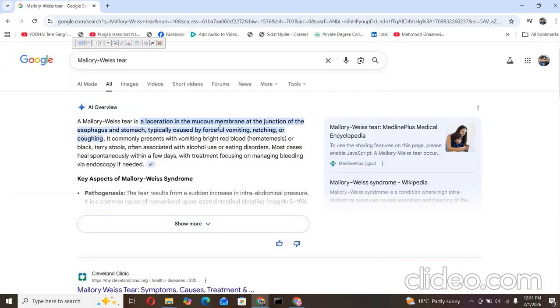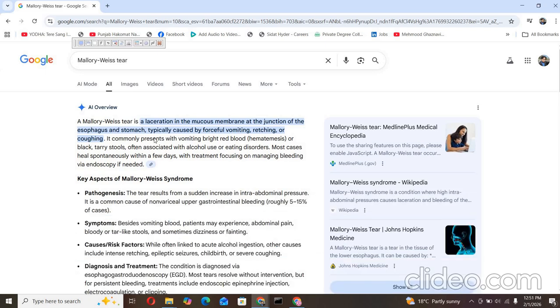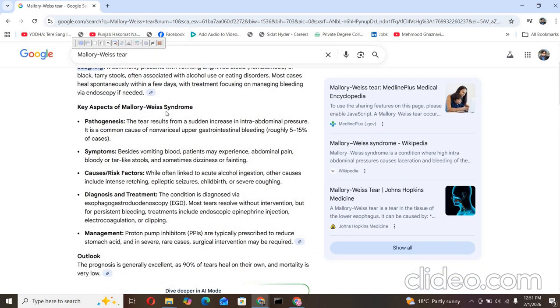Details of Mallory-Weiss syndrome: the tear results from a sudden increase in intra-abdominal pressure. It is a common cause of non-variceal upper gastrointestinal bleeding, usually besides vomiting blood. Patients may experience abdominal pain, bloody or tar-like stool, and sometimes dizziness or fainting. While often linked to acute indigestion, the causes include intense retching, epileptic seizures, childbirth, or severe coughing. Diagnosis and treatment are done through EGD.